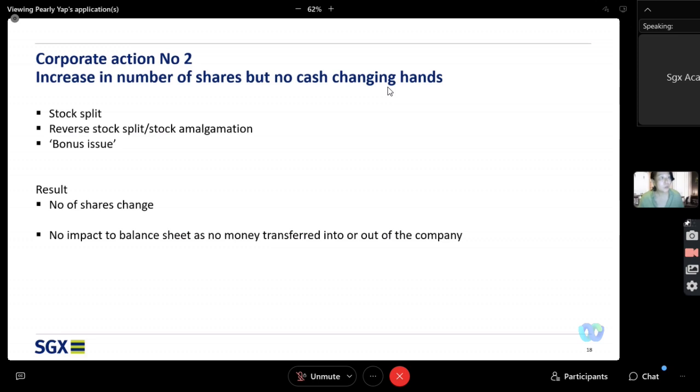Okay, now then we go to corporate action number 2. Now, this one is a little bit more complicated because right now, remember what I said, a lot of the corporate actions relate to the share capital account, right? But in this case, the share capital account may be affected, but more in terms of the number of shares. The number of shares change, but no money goes in and out of the company. So in this case, you will have things like, you probably have heard, stock split, all right?